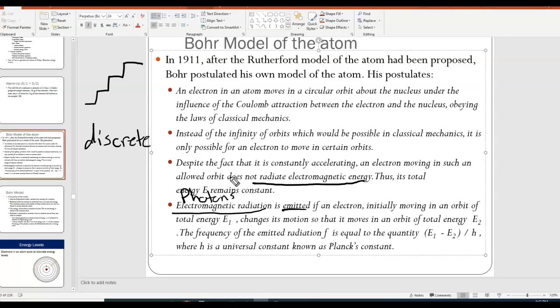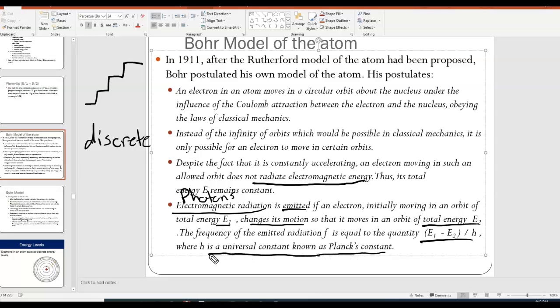And so those little pieces of electromagnetic radiation that Bohr is talking about here, we're going to refer to as photons. And basically he says in this last one that these photons are emitted if an electron, initially moving in an orbit of total energy E1, changes its motion so that it moves in an orbit of total energy E2. In other words, if it goes from one energy orbit to another energy orbit, if there's a change, then radiation is going to be released. The frequency of the emitted radiation is equal to the quantity E1 minus E2 divided by h, where h is a universal constant known as Planck's constant.